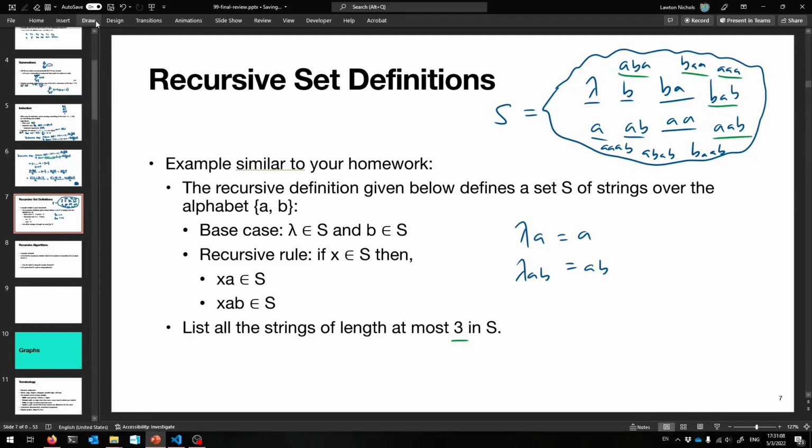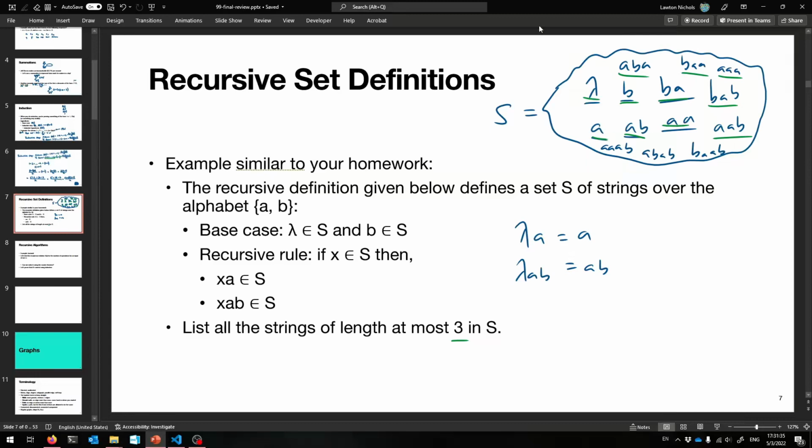Are there any duplicates? I believe none of these are duplicates; they're all different from each other. So those are the strings of length 3, or at most 3, in S. If we include at most, that means this one's included, this one, this one, this one, this one, also the empty string, all of those, but not the length 4 ones, so we don't want to go any bigger than that. Okay? So that is recursive set definitions.